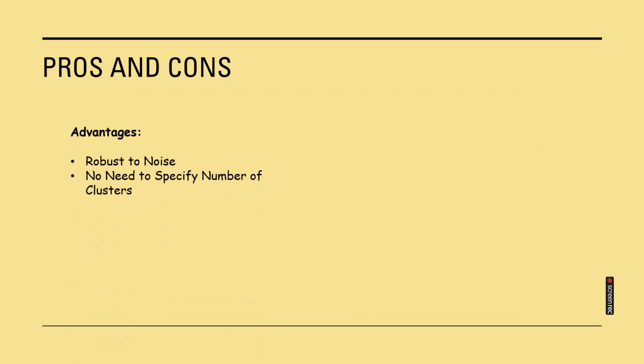Pros and cons. The advantage of this algorithm is that it is robust to noise. We have already seen how it marks the noise or outliers explicitly. So it is robust to noise, and we don't need to specify the number of clusters at the start of the algorithm. So it is an advantage.